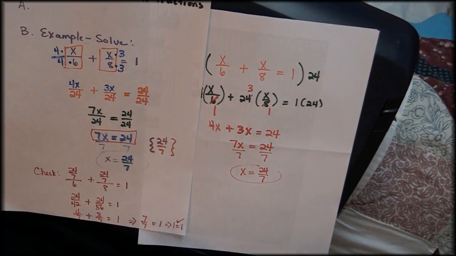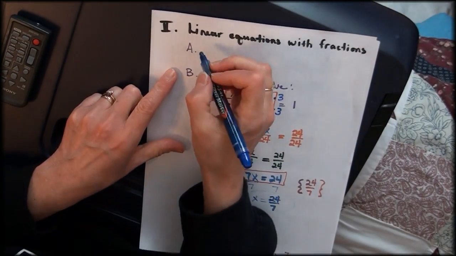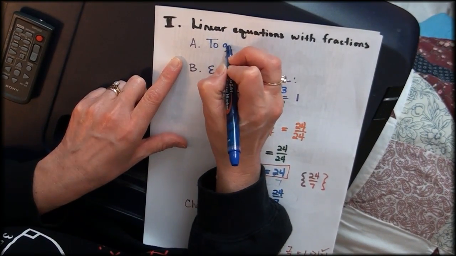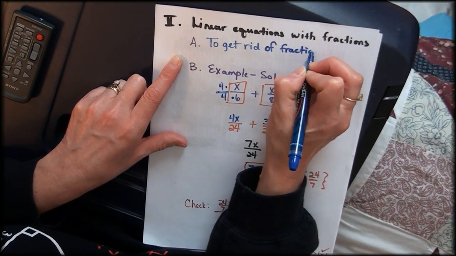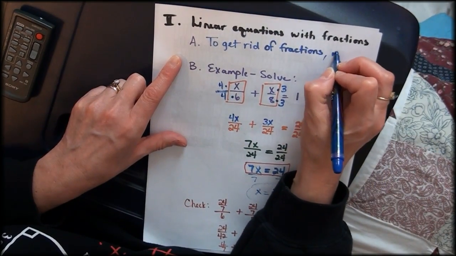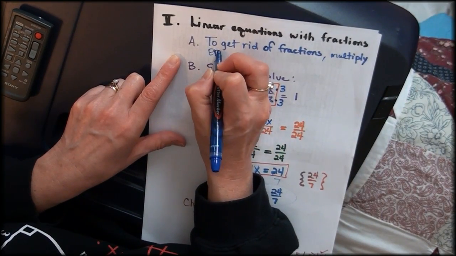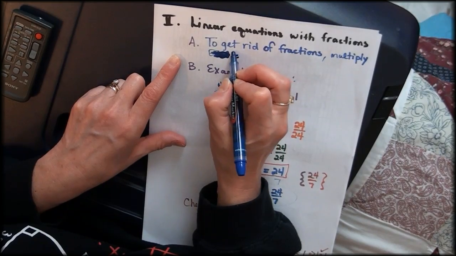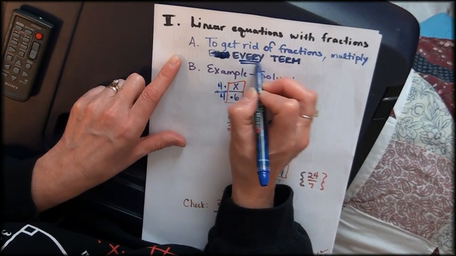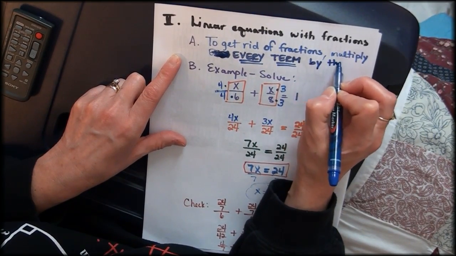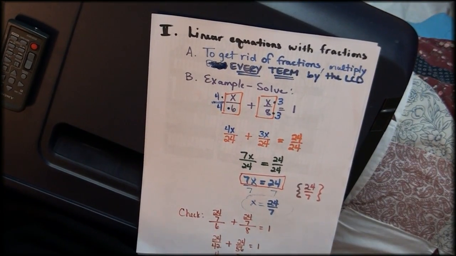And see, I got the very same answer in either case. So when I told you to leave yourself a couple spaces in your notes, basically what you're going to write in here is that to get rid of the fractions, because again, I know how much you love your fractions, what you do is you multiply every single term by the LCD. Every single term by that least common denominator. And like I said, that gets rid of your fractions.